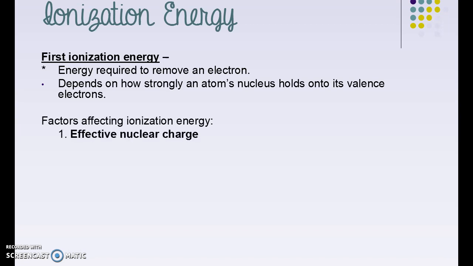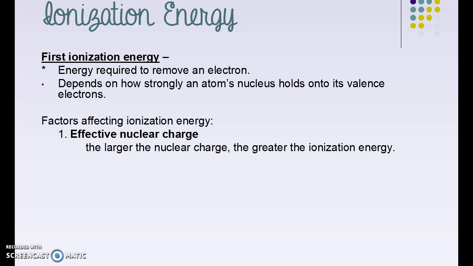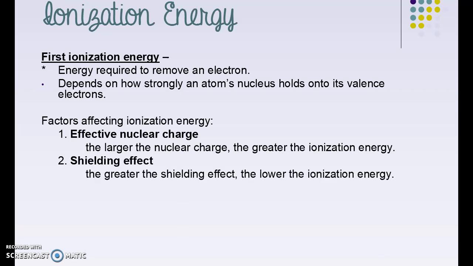Number one, nuclear charge, which we've been discussing a little bit. The larger our nuclear charge, the greater the ionization energy. That's saying that the more attracted those electrons are to the nucleus, the harder it is for me to pull those away. We also have what's called a shielding effect. The shielding effect is where the electrons on the inner shells are inhibiting the ability of the nucleus to hold on to the outer shell electrons in greater energy levels.